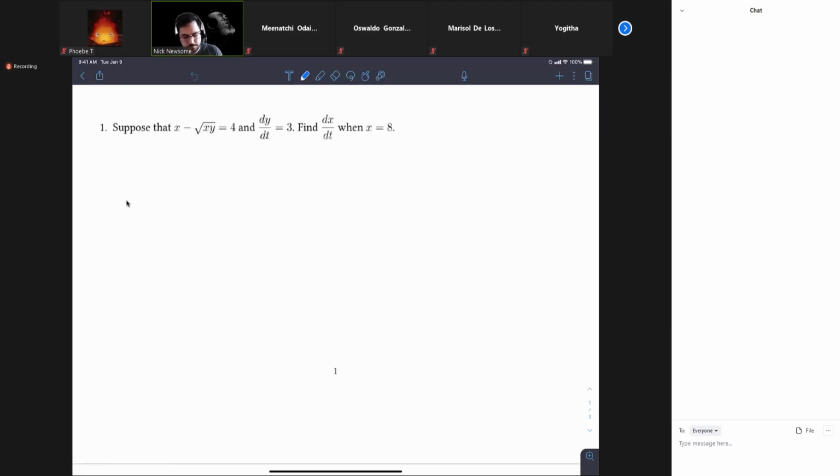All right, so number 1, we have this equation, x minus square root of xy is equal to 4, and we know that dy dt is equal to 3. We're working with related rates now. That implicit differentiation thing that we did a few weeks ago is now going to become very important. We want to find dx dt when x is equal to 8.